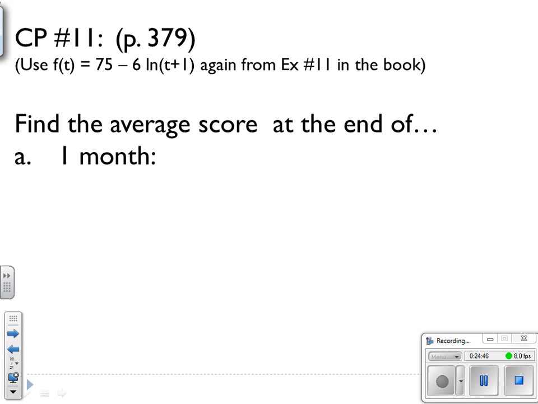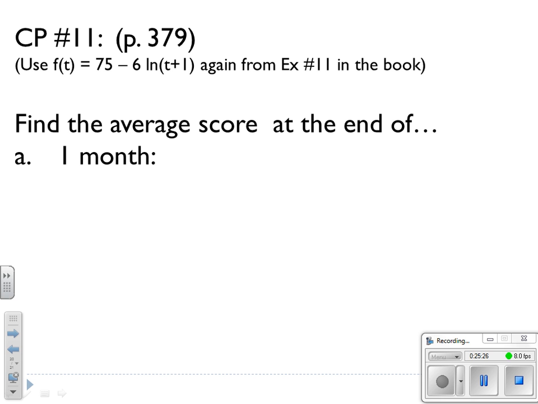All right, checkpoint number 11 is an application problem. So take a look at it there on page 379. It gives us a function. F of t is equal to 75 minus 6 natural log of t plus 1. The t in there is months. It was a human memory model, and it was talking about what the scores would be for exams or something based on time. So all it's having us do is practice using one of these log functions and seeing if we can evaluate it correctly. So let's give it a try.